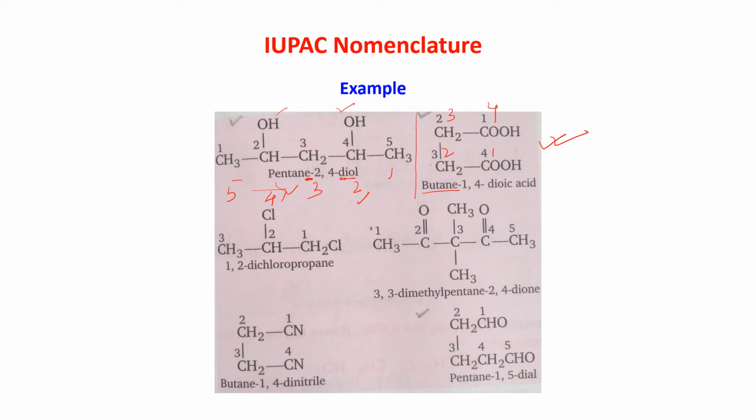Now you see that E is also present, because in dioic acid D is present first. So E will not drop. So the name of this compound is butane-1,4-dioic acid, with the numbering and the dioic acid.